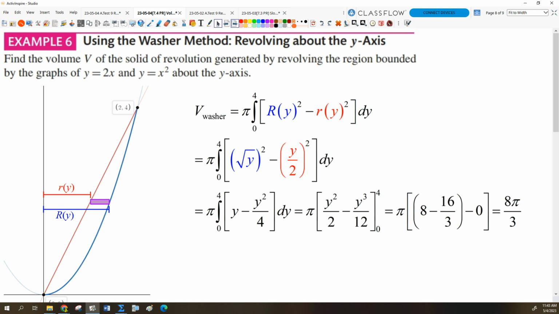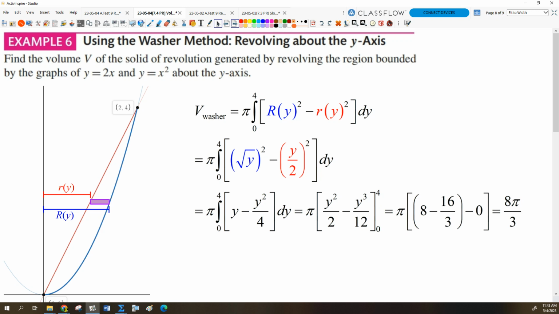Everybody see that? Okay. So then here's our formula. Volume of a washer, we're just going to sum up all the little dVs by integrating. So pi times big radius squared minus little radius squared, all times dy. Okay, but we were given these functions as functions of x, right? We need to turn these into functions of y.